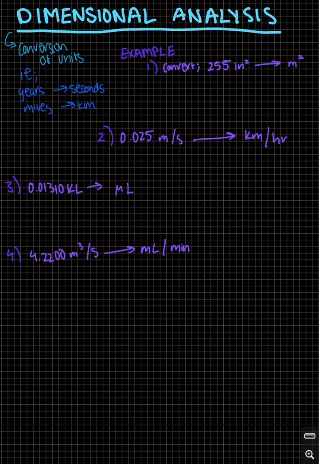What is dimensional analysis? Well, dimensional analysis is basically conversion of units. You're just converting different units into other units and values into other values, i.e. years into seconds, miles into kilometers, that whole jazz. And so I have a few examples that we're going to go through together, and then I'll teach you along the way.